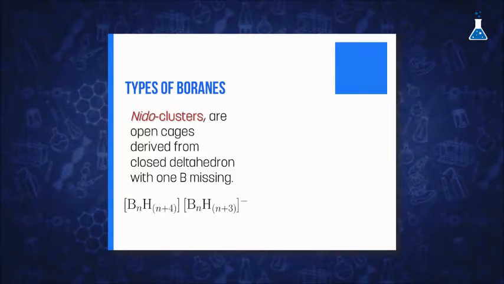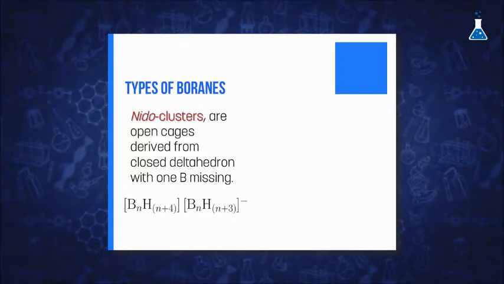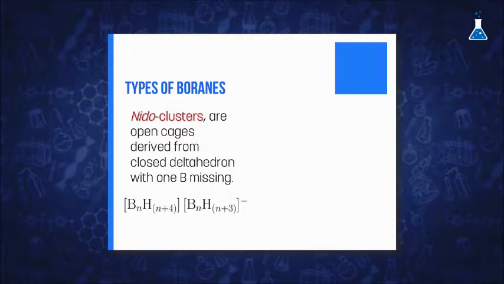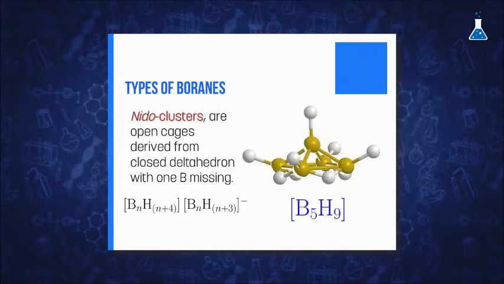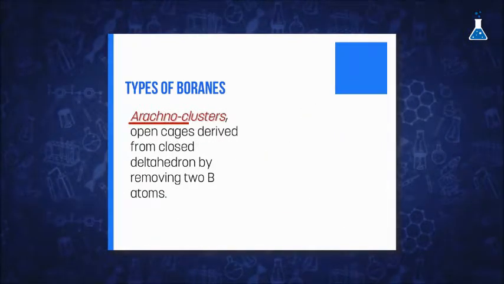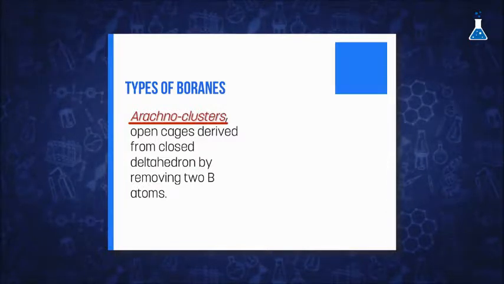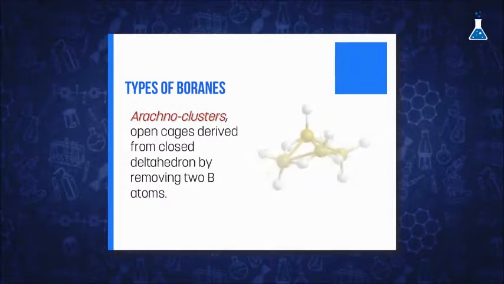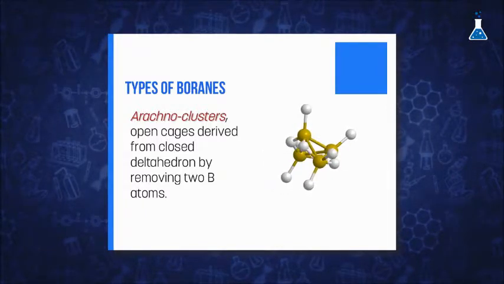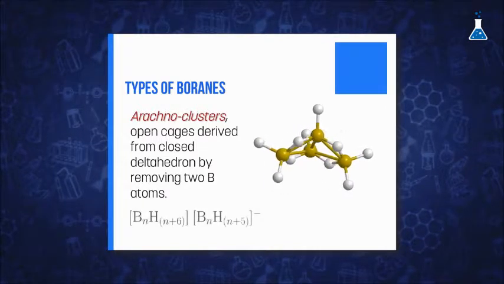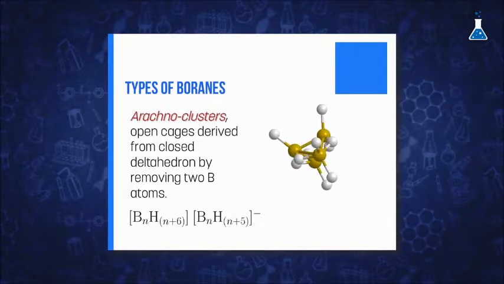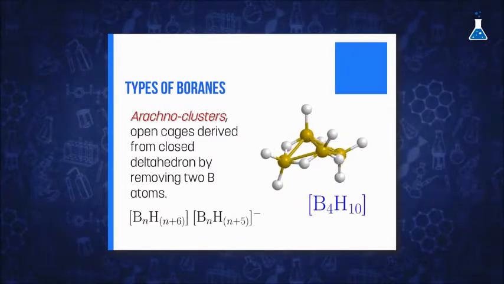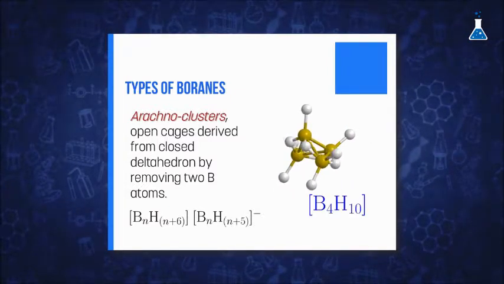BnHn+4 or BnHn+3-. For example, B5H9. Whereas arachno clusters are also open cages derived from closed deltahedrons by removing 2 boron atoms. So the generic formula is BnHn+6 or BnHn+5-. So the example is B4H10.